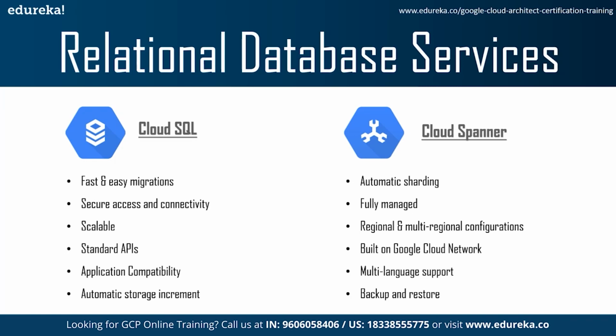Now the question is when to choose Cloud Spanner. So Cloud Spanner should be your go-to option if you plan on using large amounts of data, more than 10 terabyte, and need transactional consistency. It is also a perfect choice if you wish to use sharding for higher throughput and accessibility.